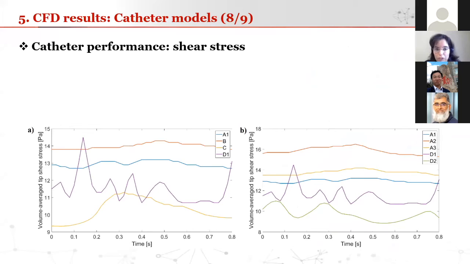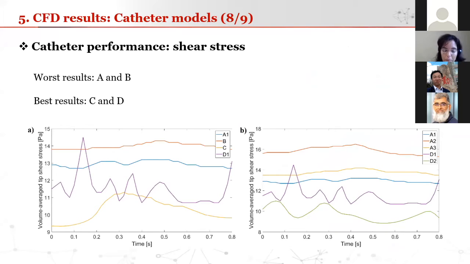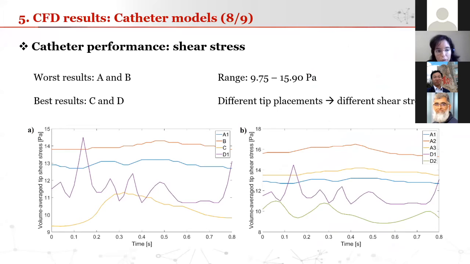We also looked into shear stress at the catheter tip. And again, we saw that the worst results were with step tips, A and B, and the best results were with C and D. And we can also see here on the plots the temporal evolution of the shear stress. So for all catheters, the shear stress was above 9.75, and different tip placements gave rise to different shear stresses, again, as we can see on the plot on the right.